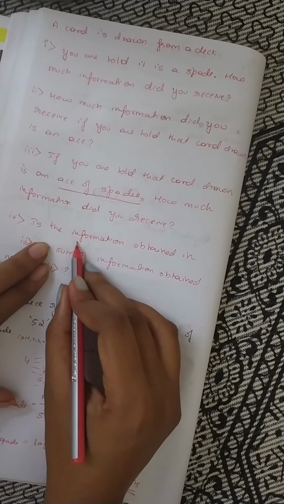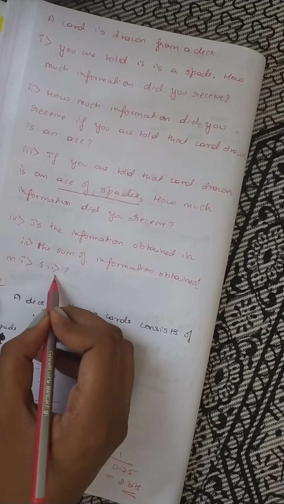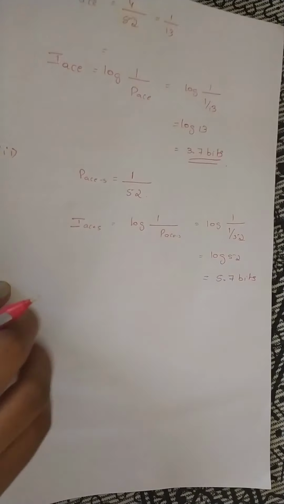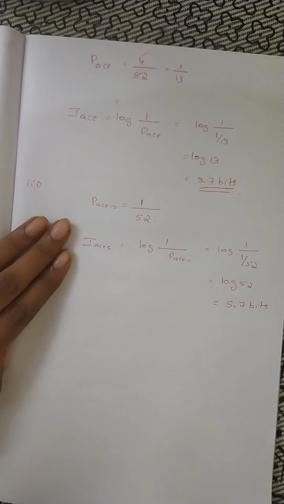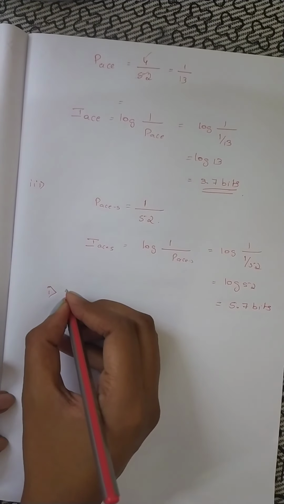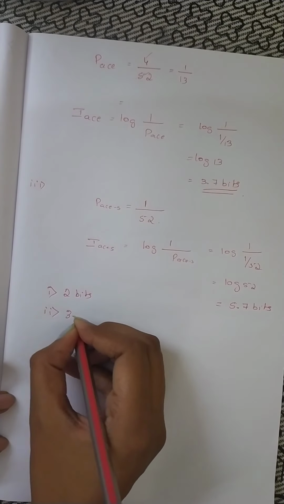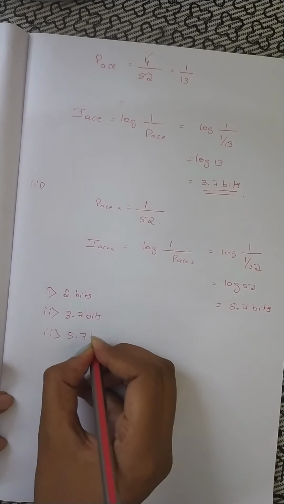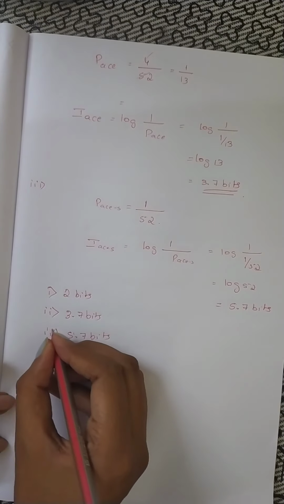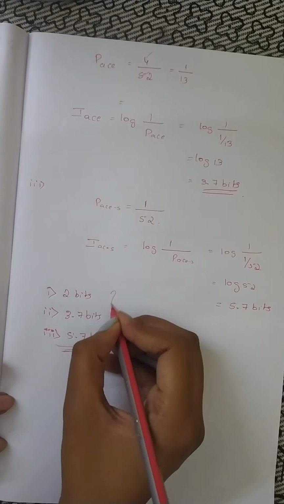Now the fourth question they have asked is, the information obtained in 3 is the sum of the information obtained in 1 and 2. So what answer did we get from 1? It's 2 bits. For the second one you got 3.7 bits, and the third one you got 5.7 bits. So they are asking whether the answer you got from the third is the sum of the first two.